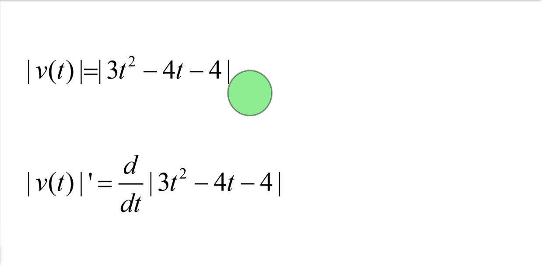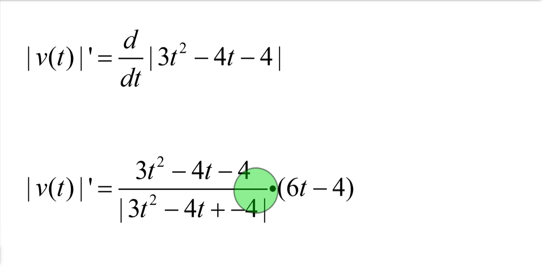So we do know it's slowing down at some point, right? Because it's slower than when it started. Now the absolute value of velocity is speed, so we're just going to take the absolute value of that formula that we just found. Now to take the derivative, we just take the derivative of this, which is the speed equation. And remember, wherever the derivative of speed is negative is when it's slowing down.